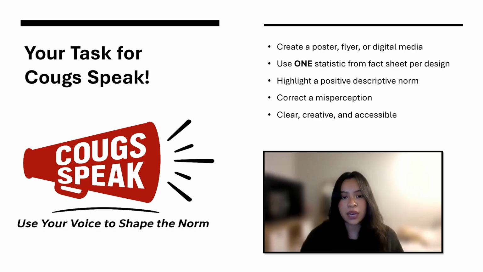For the Cougsby campaign, we focus only on descriptive norms, so what students actually do. That's because our goal is to correct misperceptions using real WSU data. Oftentimes, injunctive norms, which are about what people think they should do, can sometimes feel moralizing or judgmental and are less effective for behavior change. Since our dataset measures actual behaviors, descriptive norms are the most accurate and appropriate type for this campaign. This project helps us build an accurate student-centered prevention campaign that will be deployed here on campus.